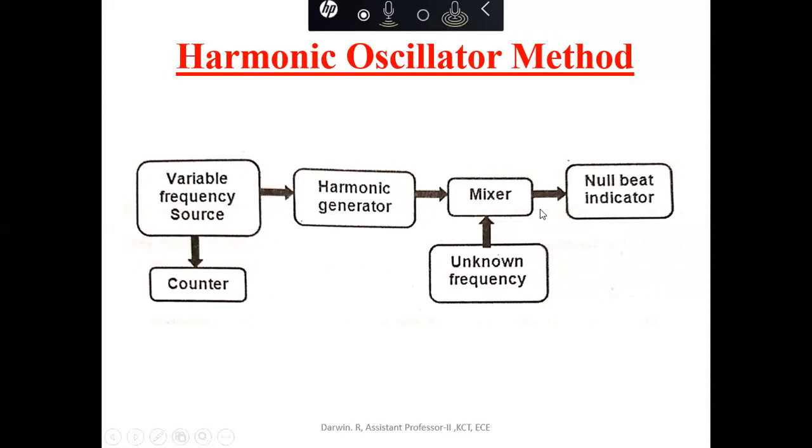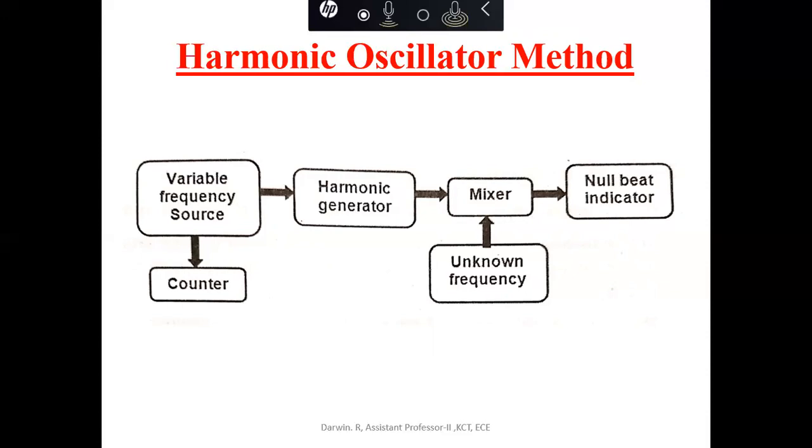If you vary the frequency source, the mixer will get two types of input. Let them be A and B. So the output will be A minus B, and the null beat indicator will give you a value that is the difference between these two inputs. To find the unknown frequency, once you reach the point where the variable frequency source is equal to the unknown frequency, the output of the mixer will be 0. So the null beat indicator will give you a null value. This is the method we are going to use to find the unknown frequency, which is very simple. Connect the unknown frequency as one input to the mixer and the known, variable frequency source as the second input.